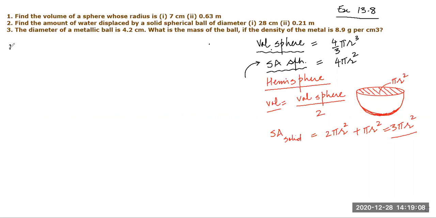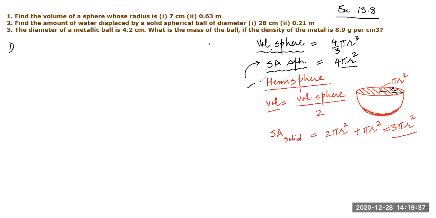So first question. Before we do the first question, we see the formulas. Volume of a sphere is 4 by 3 pi r cube. What is r? r is the radius of the sphere. Second, surface area of a sphere is 4 pi r square. So it is 4 times the area of a circle of radius r.